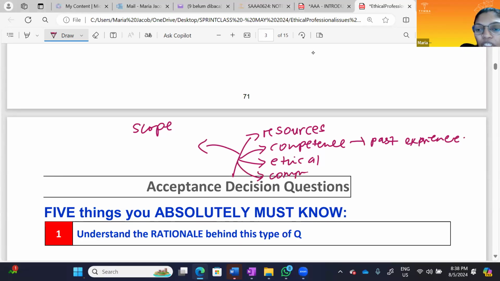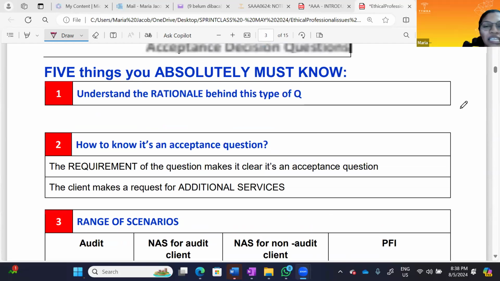Which is commercial consideration. Okay, let's see what else that you have mentioned. Legal consideration, yes. Is it legal for us to accept this job? Okay, so all this is right. So now let's go and look at how we want to remember it easily. Okay, but before that, what is the rationale behind this type of question?